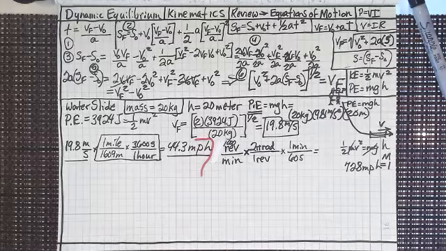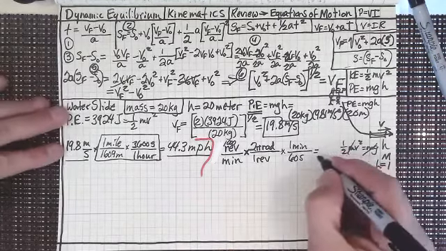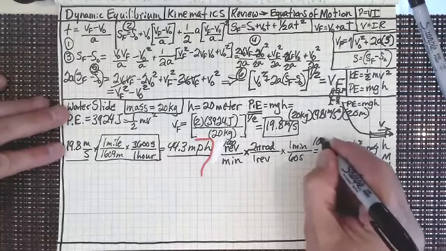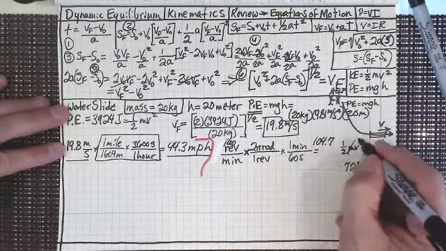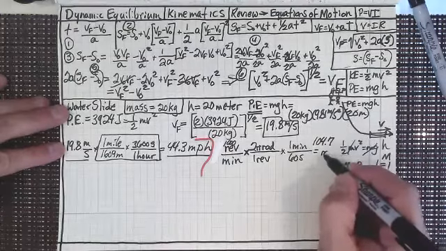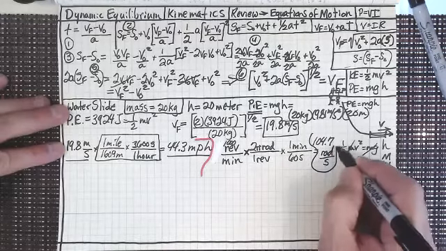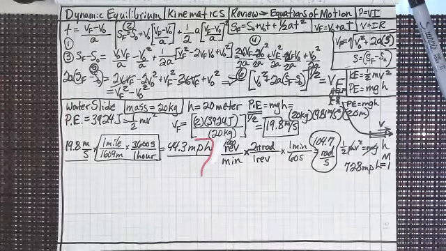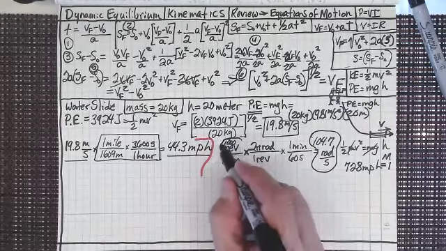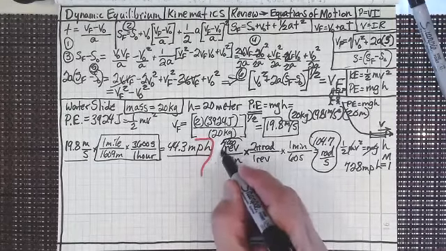1,000 times 2 times pi. I want to get this exact. Divided by 60 equals 104.72. 104.7 radians per second, right?